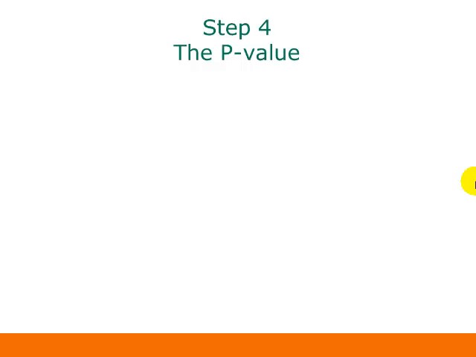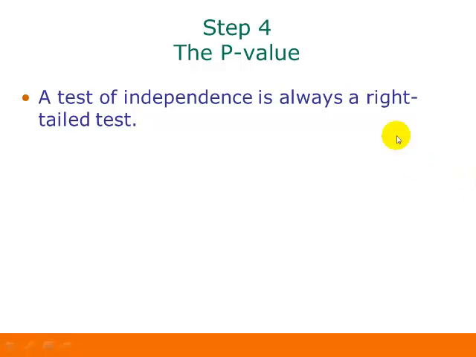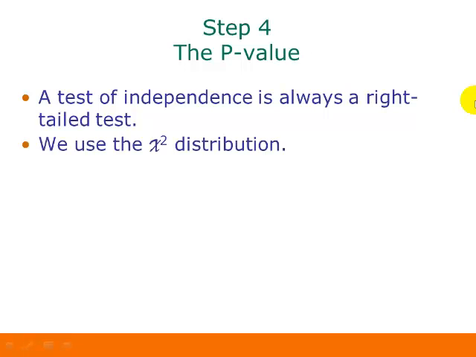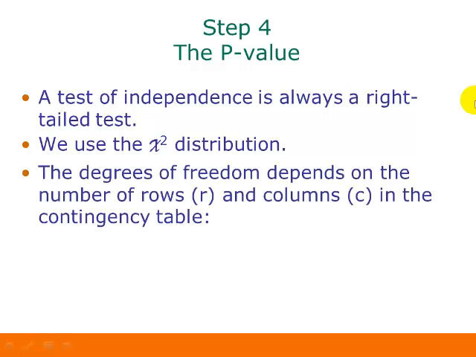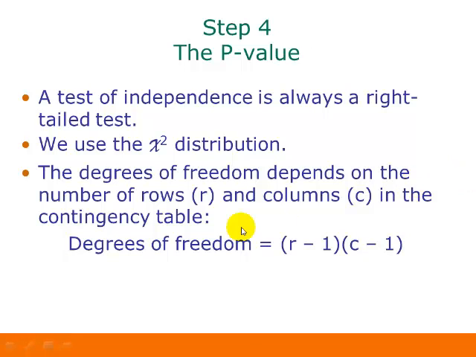Step 4, the p-value. That's not so hard if you know what the test statistic is. The things that we need to know in order to calculate the p-value are that a test of independence is always a right-tailed test. We're using the chi-square distribution. And the degrees of freedom for this depends on the number of rows, R, and the number of columns, C, in the contingency table. So our degrees of freedom for this is the number of rows minus 1 times the number of columns minus 1.